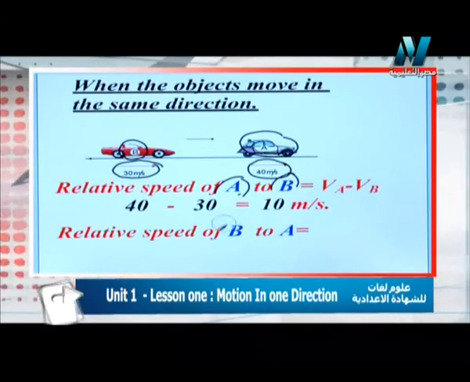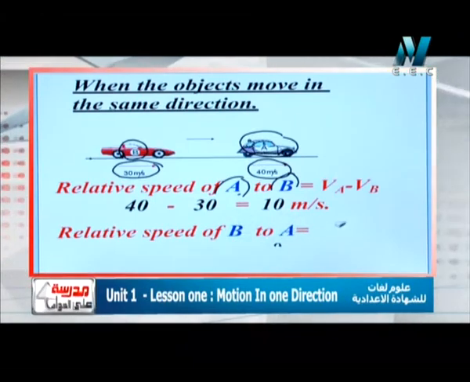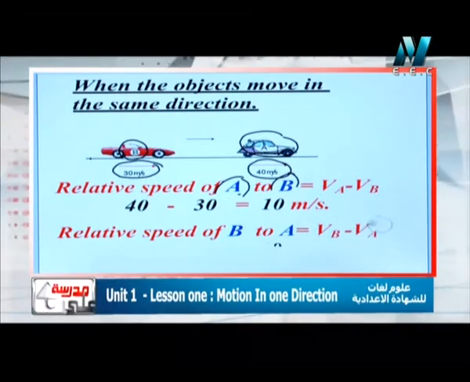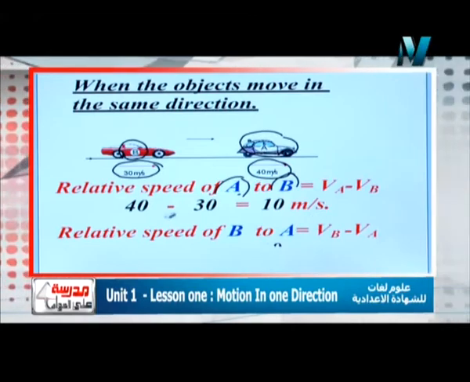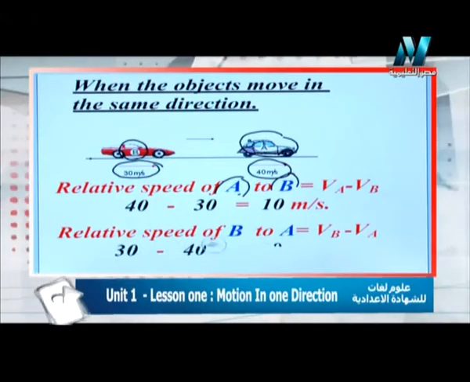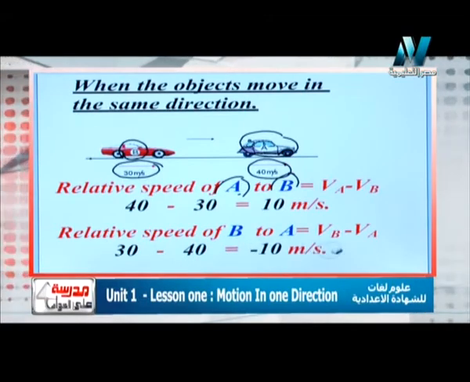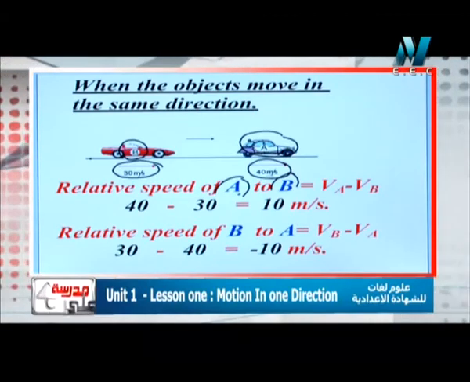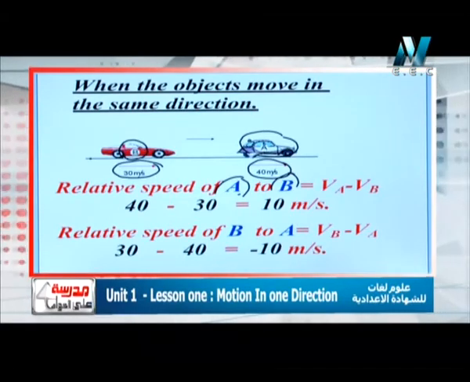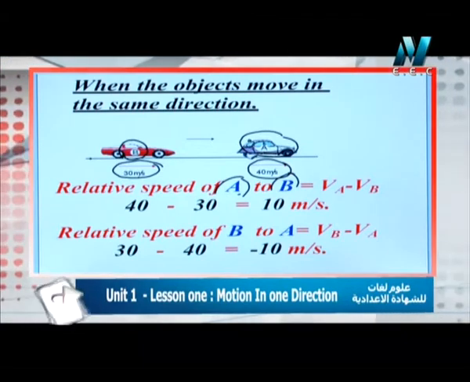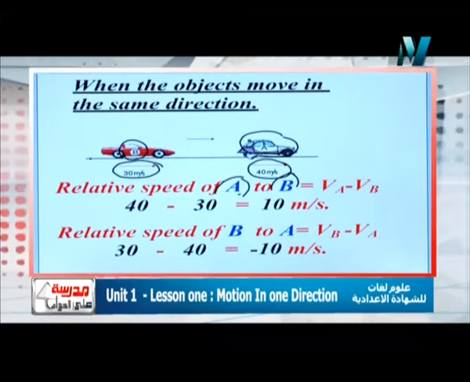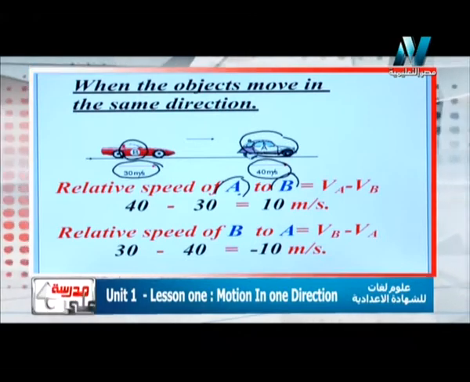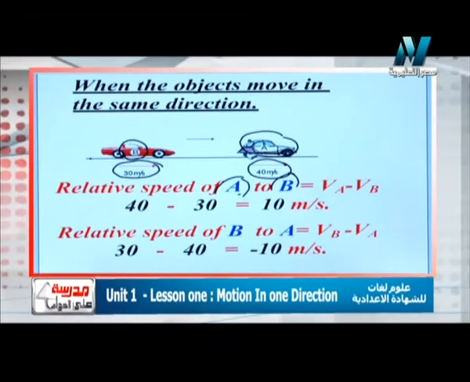طيب car B to car A. So we put what at the first? VB minus what? VA. So 30 minus 40 equal what? Equal negative 10 meter per second، لأن سرعته بالنسبة لي أقل مني 10 meter per second. If the two cars are in the same direction we subtract the request in the question at the first and then we subtract the other object. هنطرحه أو نعمل minus مع التاني.